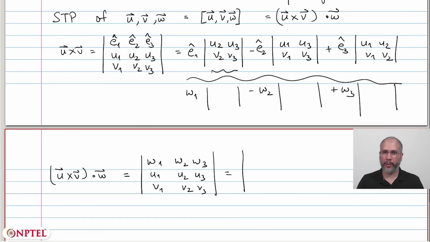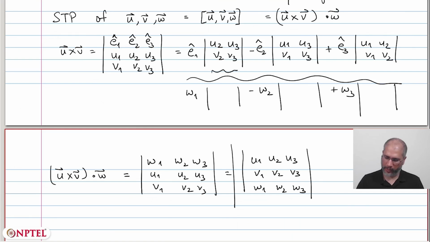I can also perform two row swaps and the sign of the determinant remains the same. So this becomes U1, U2, U3, V1, V2, V3 and W1, W2, W3. So this is the form that we will be using on the left hand side of this expression. So I'll summarize this.